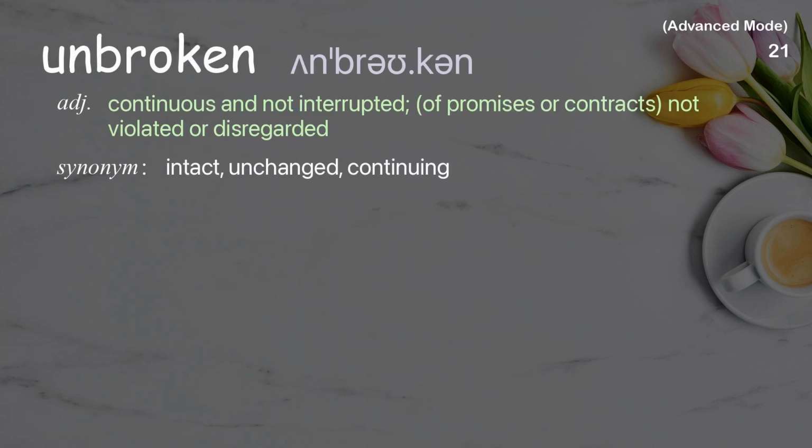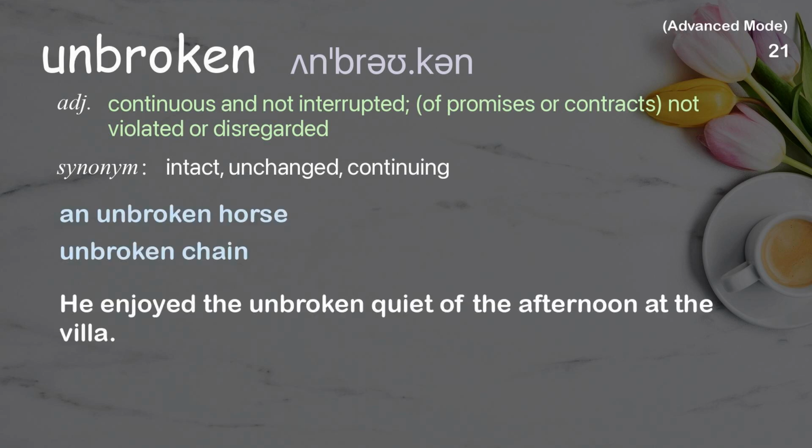Unbroken. Continuous and not interrupted; of promises or contracts, not violated or disregarded. Examples: An unbroken horse. Unbroken chain. He enjoyed the unbroken quiet of the afternoon at the villa.